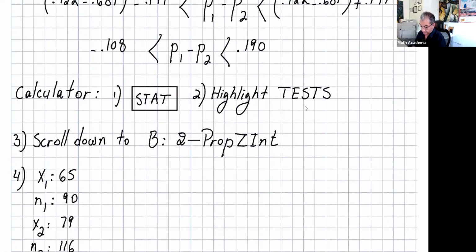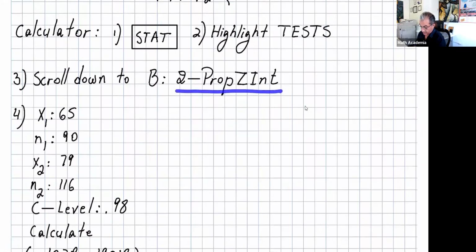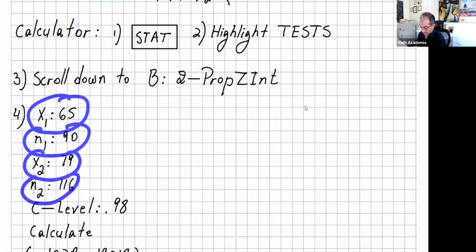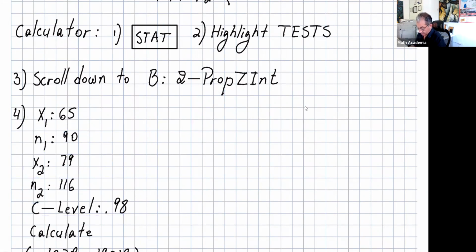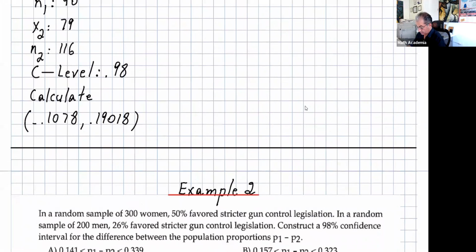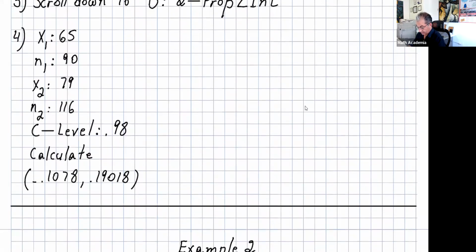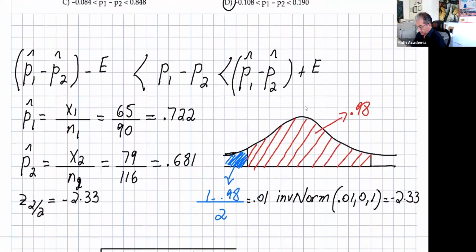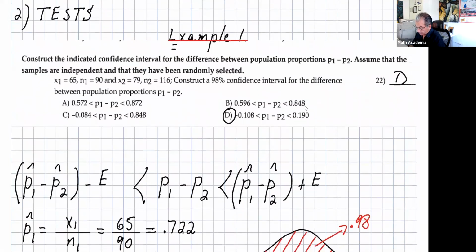With the calculator, as I said, go to stat, highlight tests, scroll down to B, and you're going to see two prop z interval. The calculator is going to ask you for x1, n1, x2, n2, and the confidence level, don't forget it is 0.98, and then just enter, calculate, and that's what you're going to get: negative 0.1078, 0.19018. So same answer, if you round it to 3 significant figures, then that's what you get.